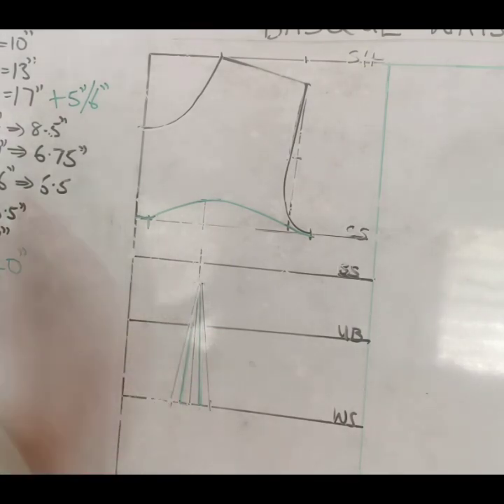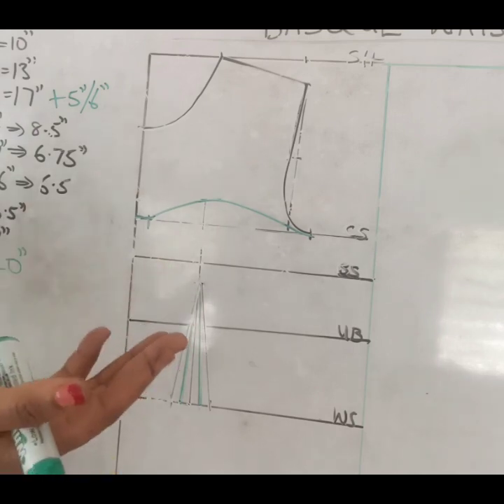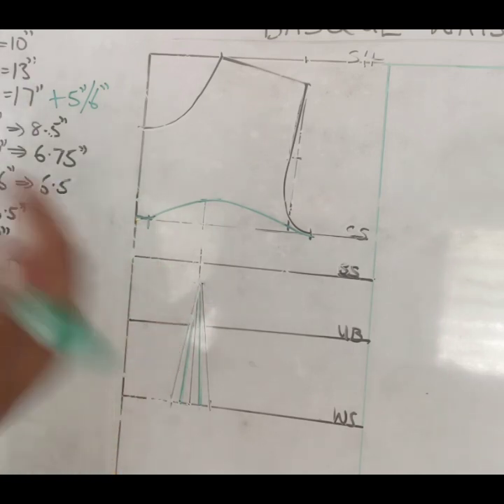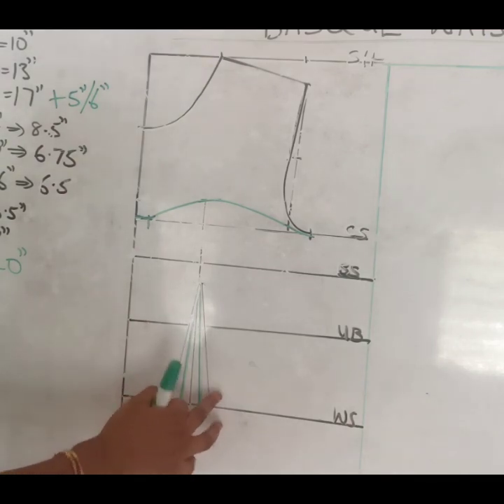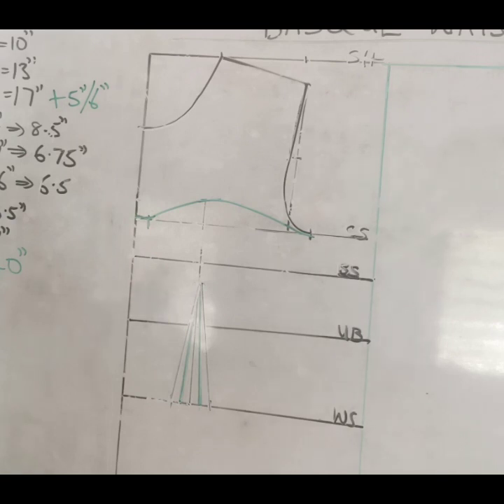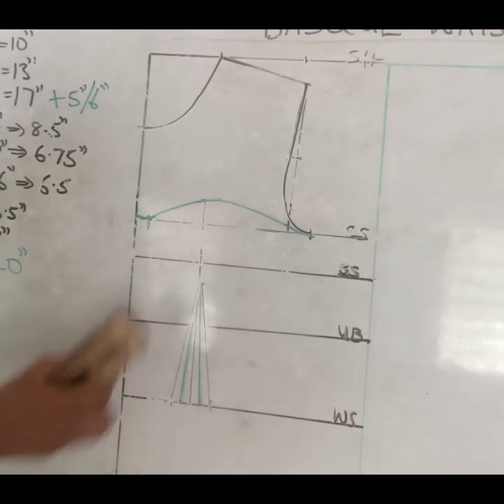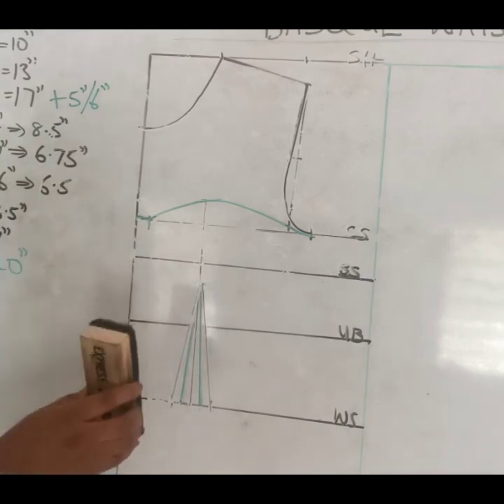And for a bigger breast, like 48, you can use 1 inch this way and 2 inches this way. So the amount of dart to take depends on the size of the bust. So I'm going to be redrawing this using 0.75. I just thought I should explain that.